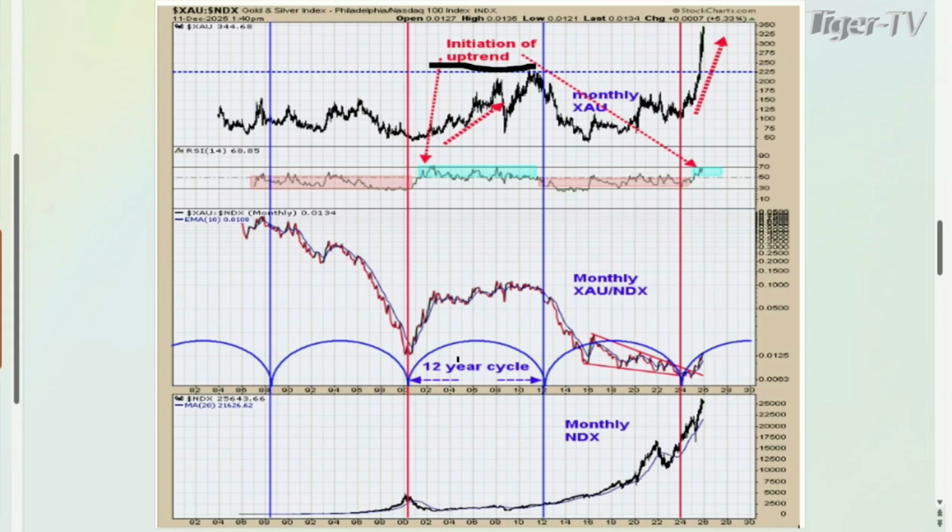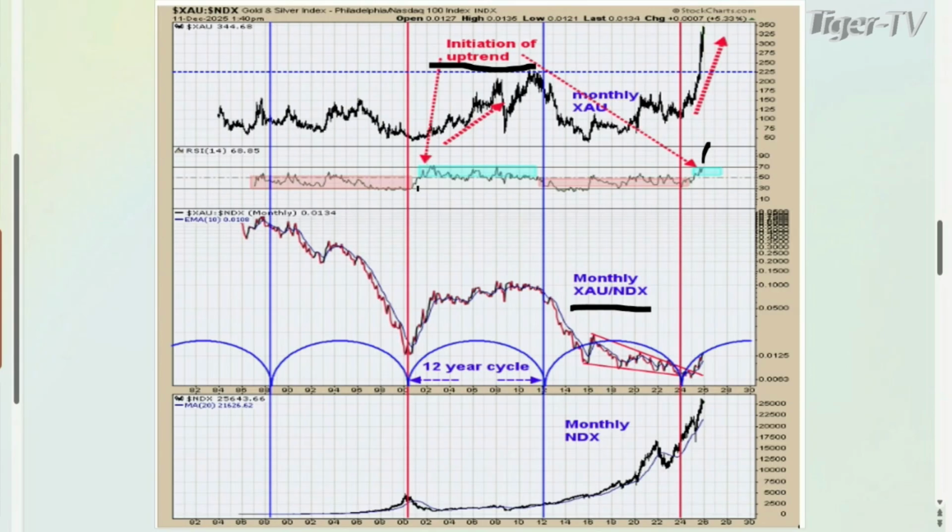And how you identify those: the middle window is the XAU to NASDAQ, in other words, the gold stocks compared to the NASDAQ stocks on a monthly time frame, and I put an RSI with that. Initiation of an uptrend is when the RSI on the monthly XAU/NDX gets above, or preferably hits, 70. And this is exactly what we did probably a couple of months ago. Even though the low came in 2024, this rally had to continue off that bottom to trigger this RSI above 70. That's exactly what happened.